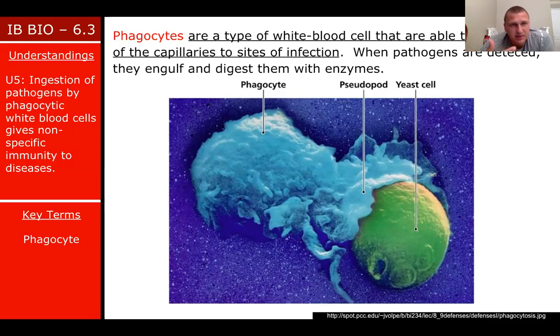When pathogens are detected, these phagocytes then engulf and digest them with enzymes. Engulf means they swallow them up. If you see here, they open themselves up. This is a yeast cell, so a pathogen, and they technically gobble them up or swallow them up. That's what it means by engulf. They will engulf it, and then they will release a bunch of really, really nasty enzymes to kill this pathogen that is now inside of them. That's how phagocytes work, which is really cool. There's a lot on phagocytes, but that's just the quick version.